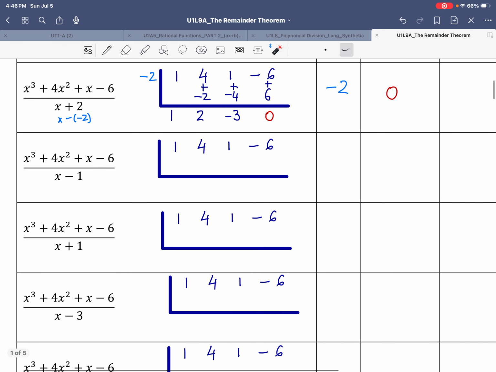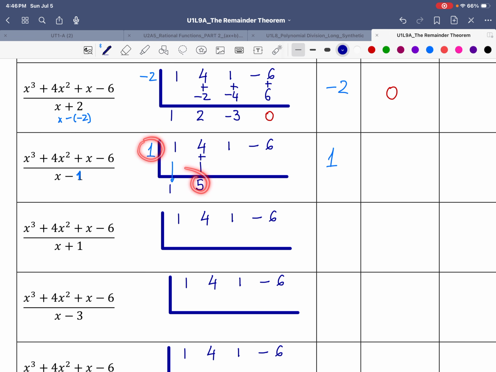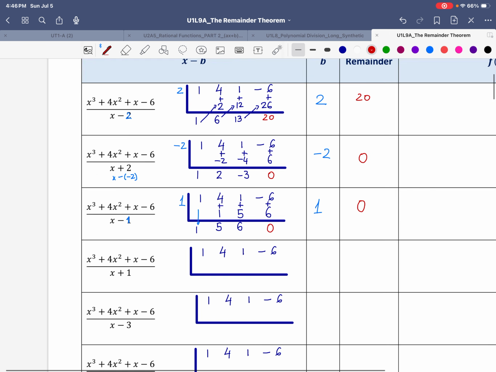Next. This time we have x minus 1. So the value of b is 1 because that's the number subtracted from x. Start the division. Bring 1 down. 1 times 1 is 1. 4 plus 1 is 5. 5 times 1 is 5. Add again, 1 plus 5 is 6. 6 times 1 is 6. Add again. We get a remainder of 0. So we'll record the remainder equal to 0.